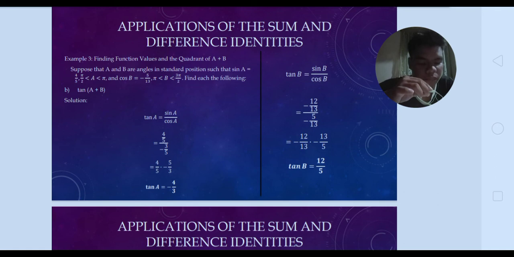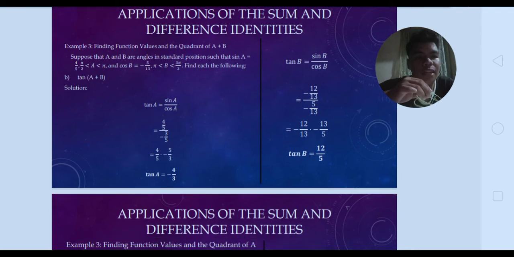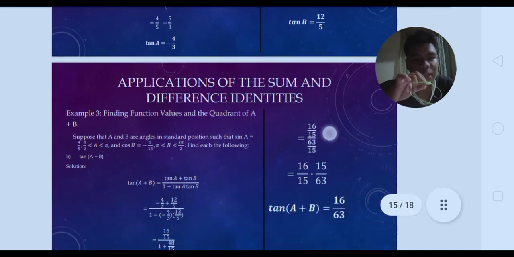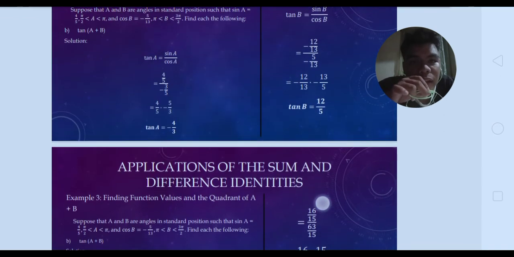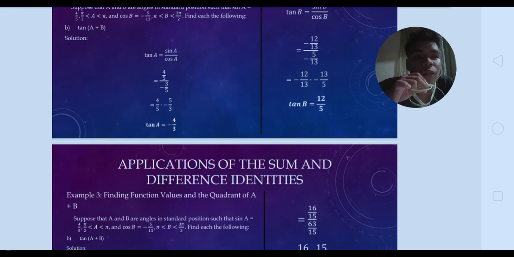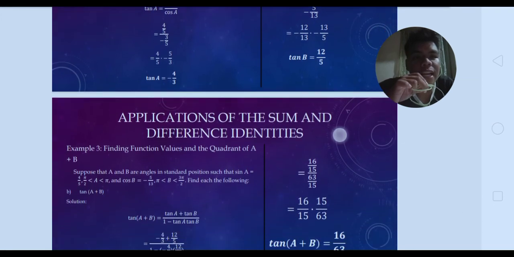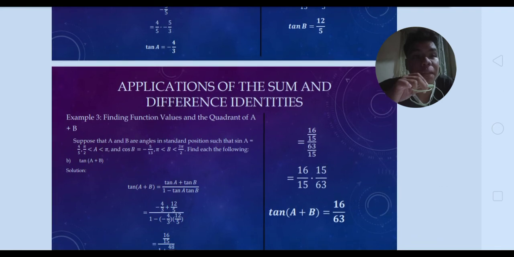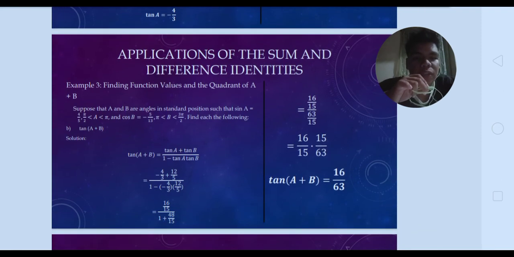For tan B, it is still sine over cos. Then we substitute the values given above and use the division rule. We need to take the reciprocal, and then the value of tan B is 12 over 5. Now that we have the values of tan A and tan B, we can find tan A plus B. Tan A plus B is equal to tan A plus tan B over 1 minus tan A times tan B, which is the tangent sum identity.